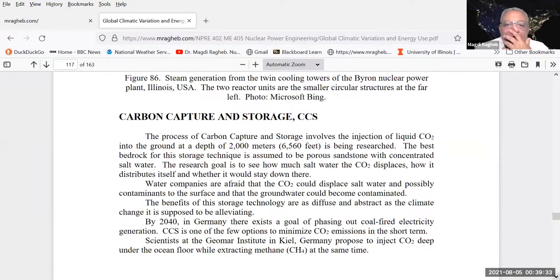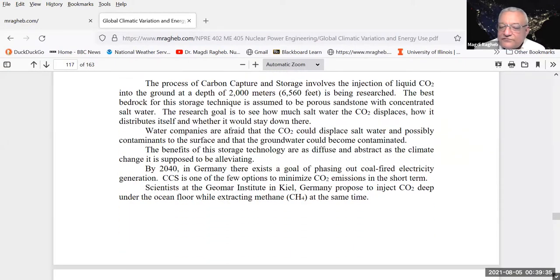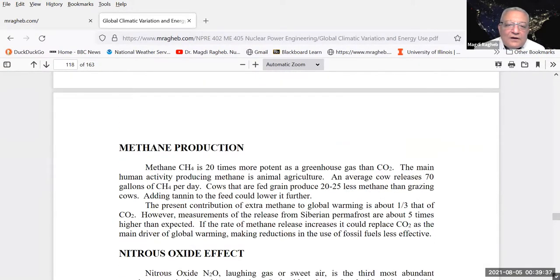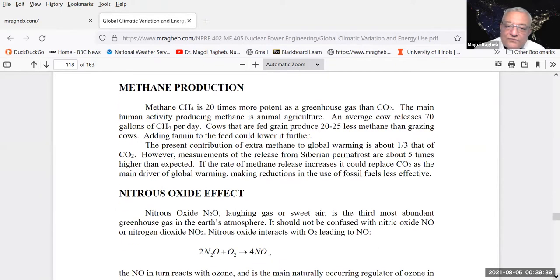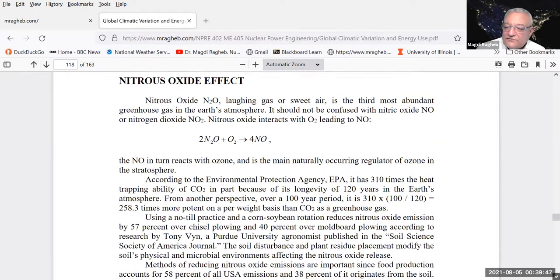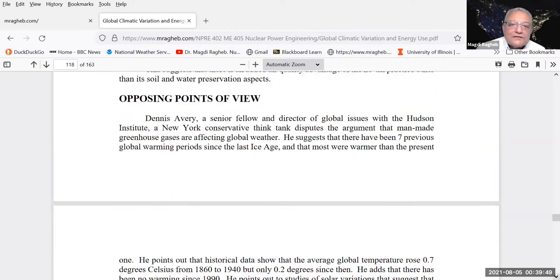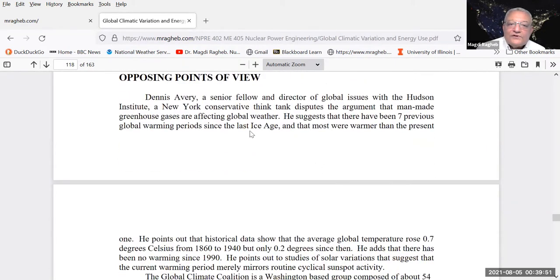In general, carbon capture and storage, we have talked about this, reducing methane, producing methane out of coal, the effect of nitrogen oxide. So it is an ongoing topic of research in general. Some people are opposing this idea very strongly. So if you would like to learn about the topic, you need to read about the proponents as well as the opponents.